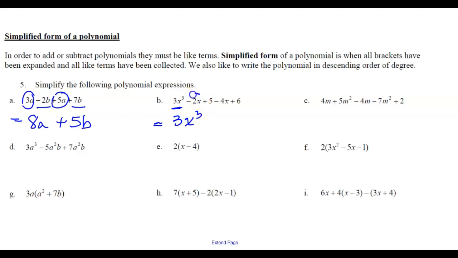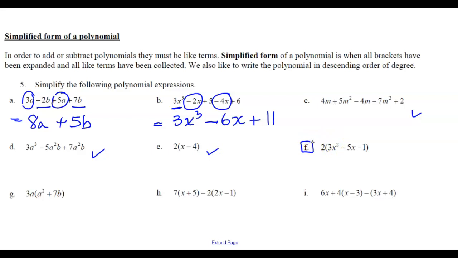So then here we want to look at the x's. Negative 2x minus 4x is negative 6x, so that's subtracting 6x. And 5 plus 6 is 11, so that's plus 11. Okay. I'm going to leave the next three for you to do on your own. We're going to go to F.